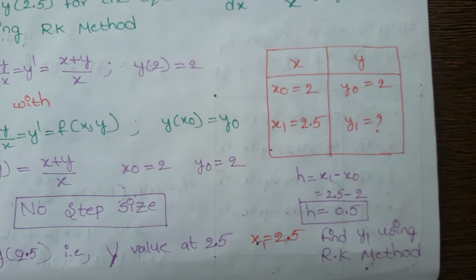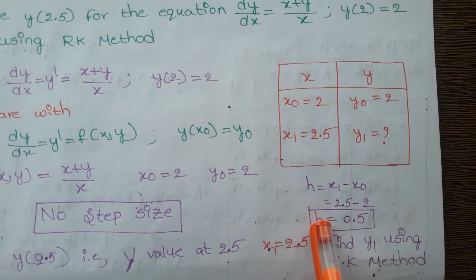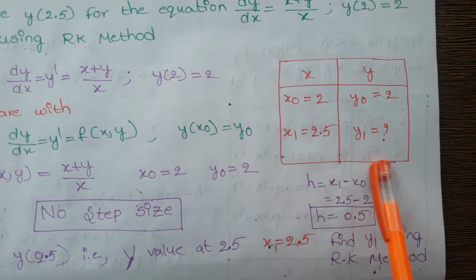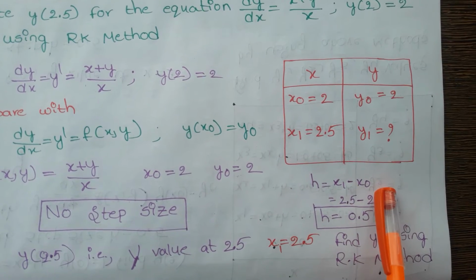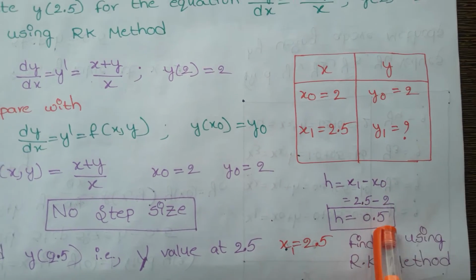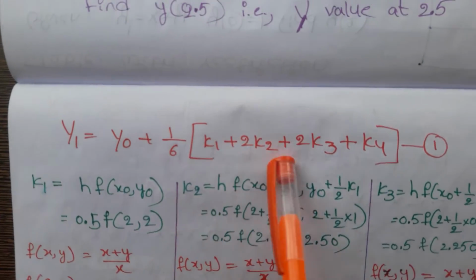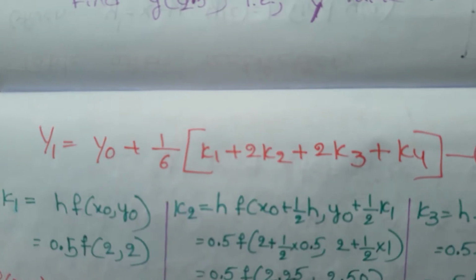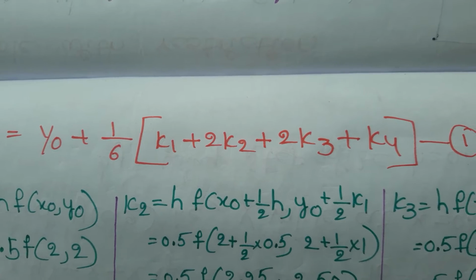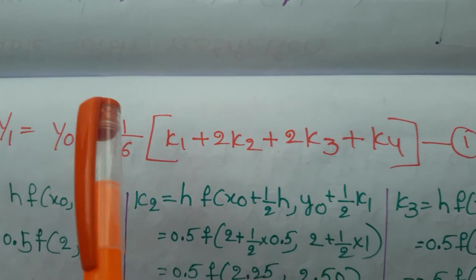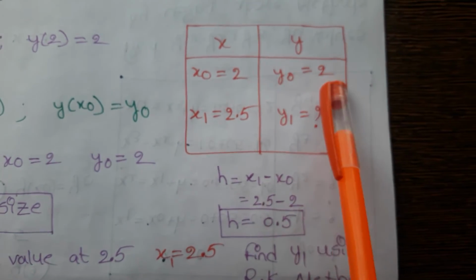Here we need to find y1. Since they didn't give a step size, we need to find the step size, because we need the step size value in the y1 formula. The step size formula is x1 minus x0, which is 2.5 minus 2, that is 0.5. And we need to find y1 by using RK method. This is the formula of y1: y0 plus 1 by 6 into (k1 plus 2k2 plus 2k3 plus k4). We already know the y0 value, but we don't know k1, k2, k3, k4. y0 is the initial value of y, so y0 is equal to 2.